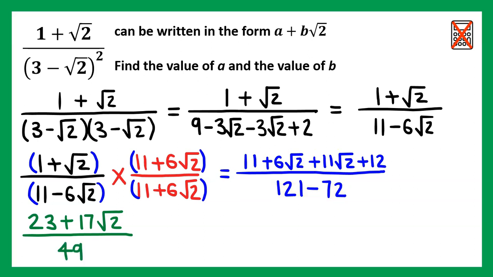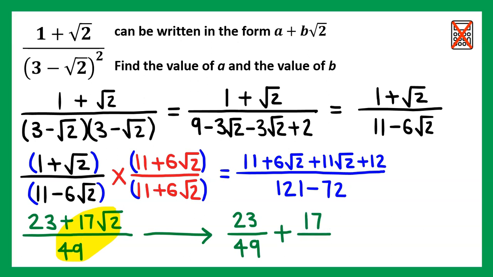Notice how the question asked us to write it in the form of a plus b root 2, where we need to find the value of a and b. That means the answer that's written as a single fraction will need to be split up to represent each term as a fraction separately. So we have 23 over 49, and we're adding 17 over 49 lots of root 2. Therefore my value for a is 23 over 49, and my value for b is 17 over 49.